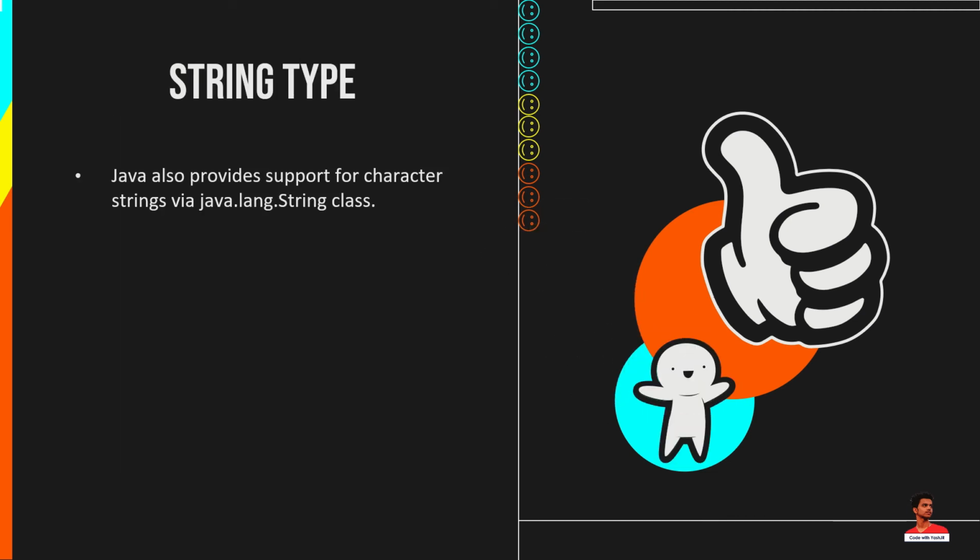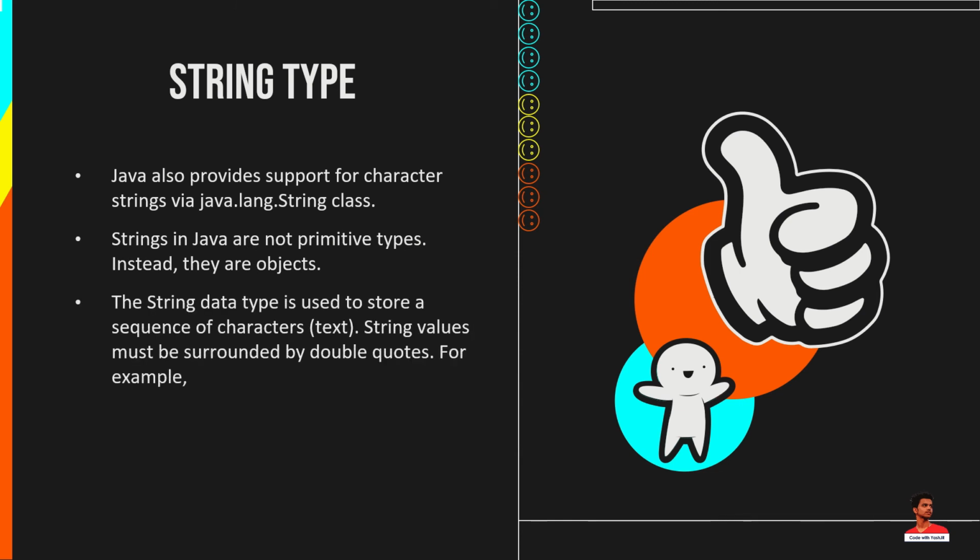Java also provides support for character strings via java.lang.String class. Strings in Java are not primitive types, instead they are objects. The string data type is used to store a sequence of characters. String values must be surrounded by double quotes. Here we have an example.